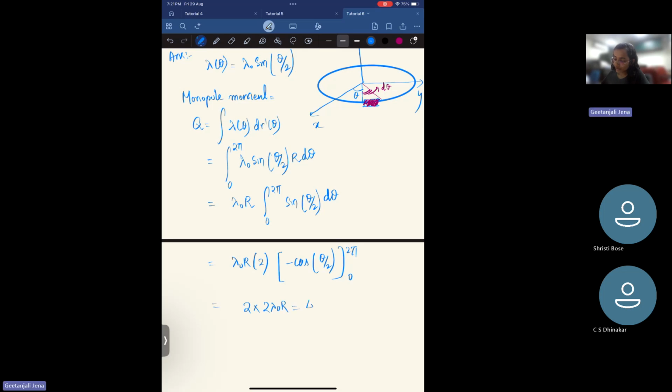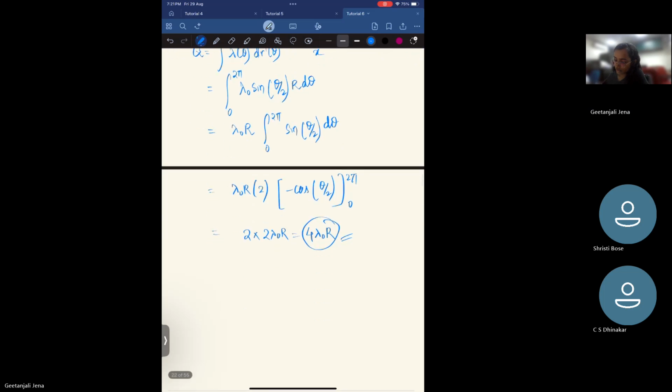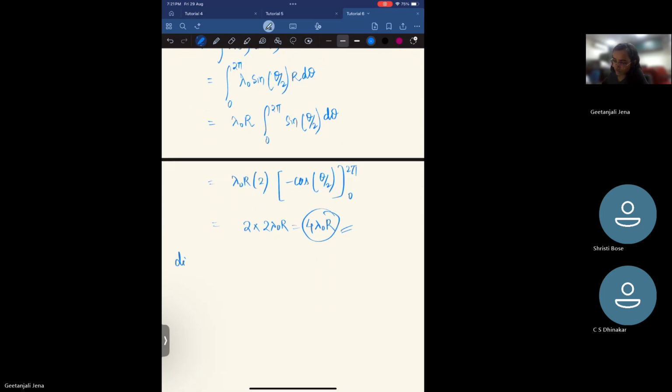So the monopole moment for this case is 4 lambda 0 r, okay, for the line charge density. For the dipole moment, it is the integral of r prime lambda theta dr for the line charge density.